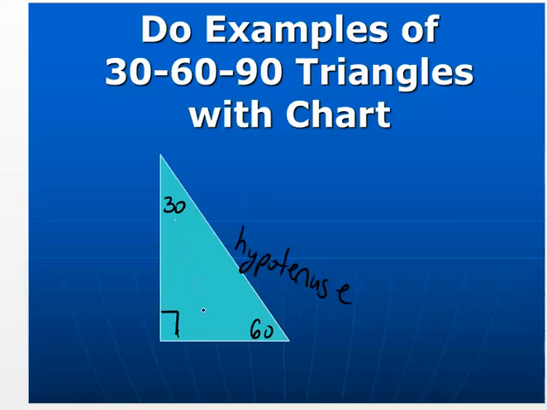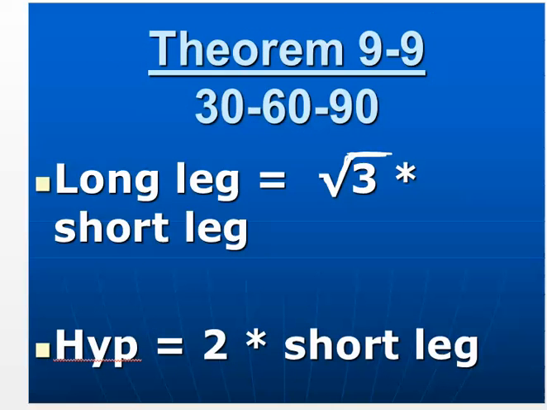One's going to be larger than the other one. Opposite your small 30-degree angle, you have a shorter leg. So we're just going to call this the short leg. Opposite your larger of those two acute angles, the 60 degrees, this will be a longer side, so we're going to call this the long leg. As we're working through our chart, we'll call the short leg B, the long leg A, and the hypotenuse C. So going back to our theorem, the long leg is rad 3 times the short leg, or the short leg times rad 3. The hypotenuse is twice as much as the short leg.